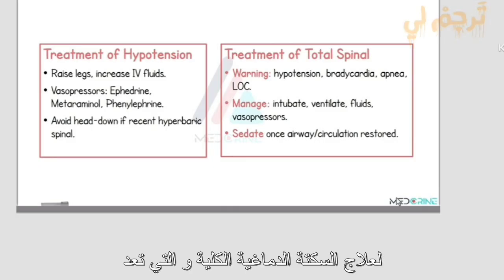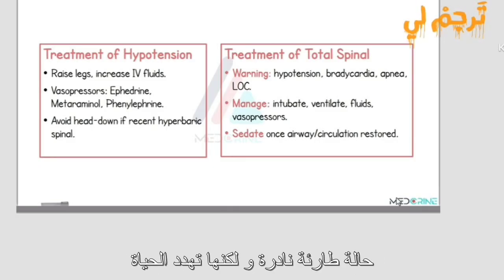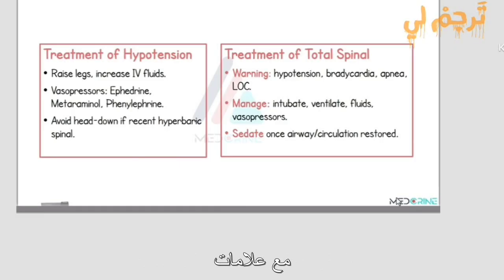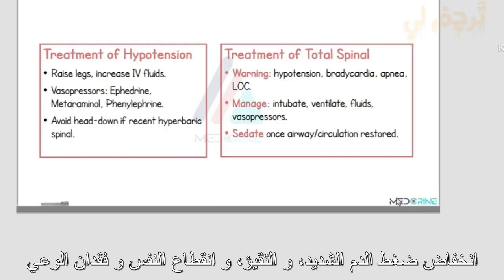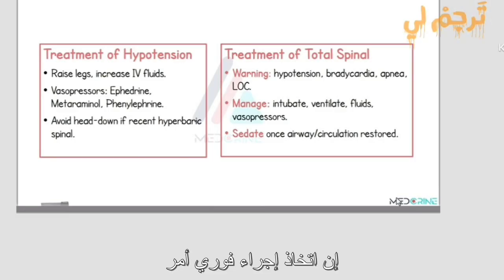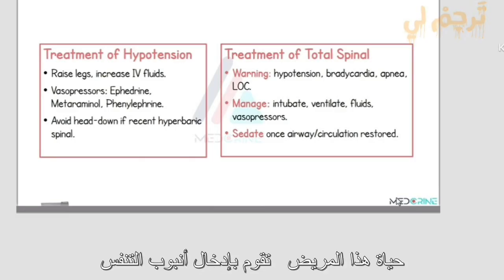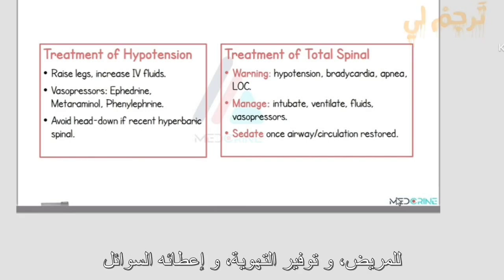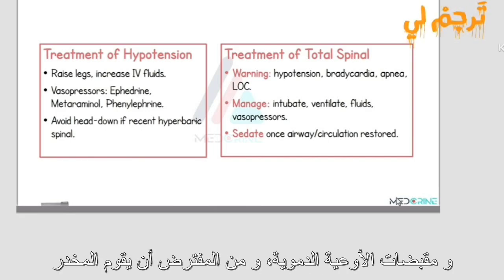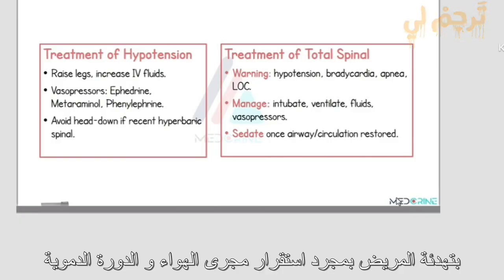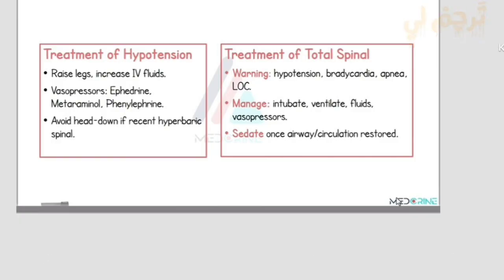To treat a total spinal, which is quite a rare but life-threatening emergency, with the signs of severe hypotension, bradycardia, apnea, and loss of consciousness, an immediate action is quite important in trying to save the life of this patient. You intubate the patient, ventilate, give fluids and vasopressors, and you are supposed to sedate once the airway and circulation are stabilized.